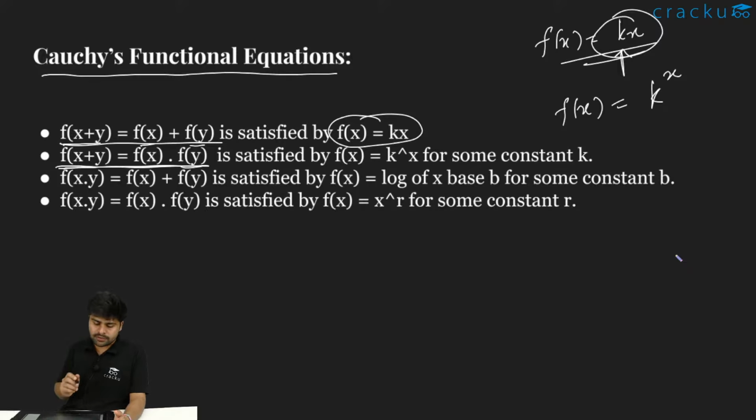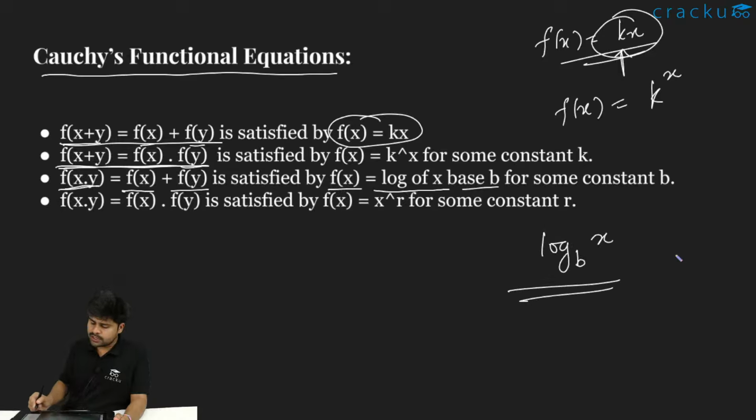Okay, so these are very important. These are known as Cauchy's functional equations. Then comes f(xy). If you see something like this, and that is shown as equal to f(x) + f(y), then this will be satisfied by f(x) = log of x base b. This is log of x base b for some constant b. We don't know the constant b. It might change from question to question, problem to problem, equation to equation, but essentially this is the kind of function that will satisfy this functional equation.